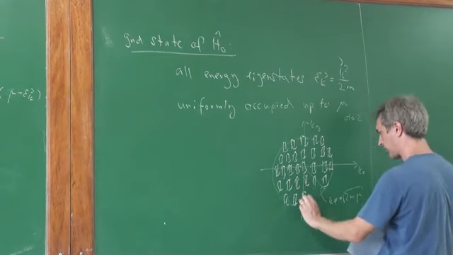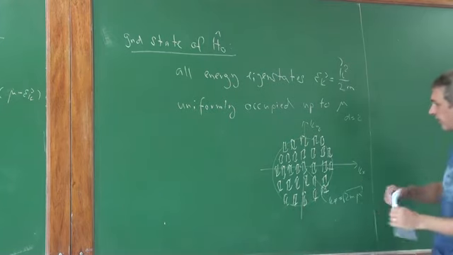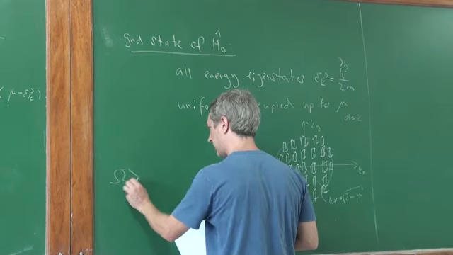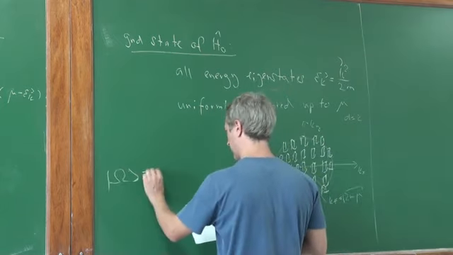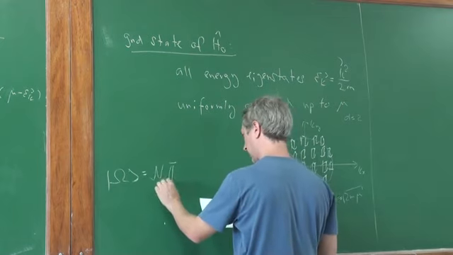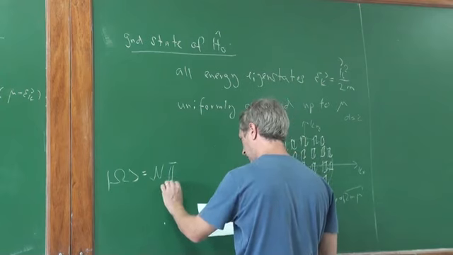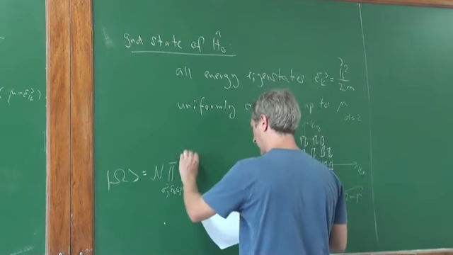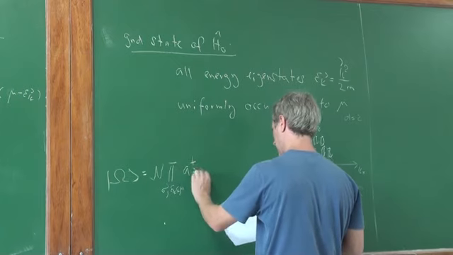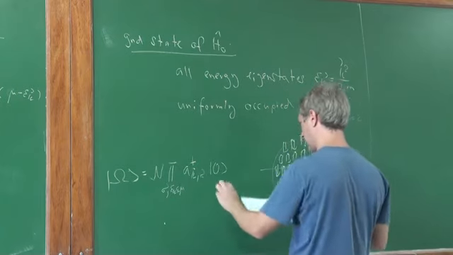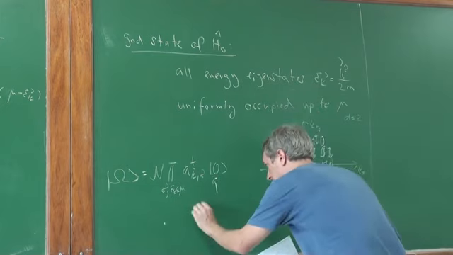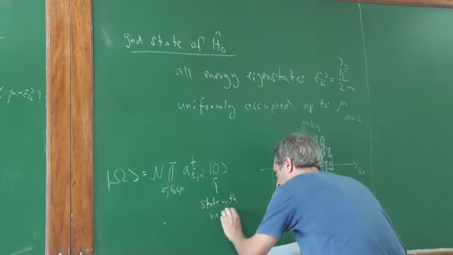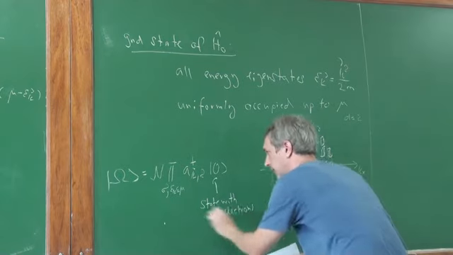Okay, so this would correspond to the ground state of the non-interacting system. We just fill up everything up to the Fermi momentum, so we can define the ground state as some normalization factor, and then you take the product of all creation operators which have spin up and spin down, and energy smaller than the chemical potential, and you act on the vacuum state, the state with no electrons. And this is some normalization factor.